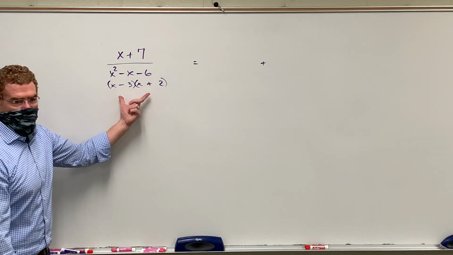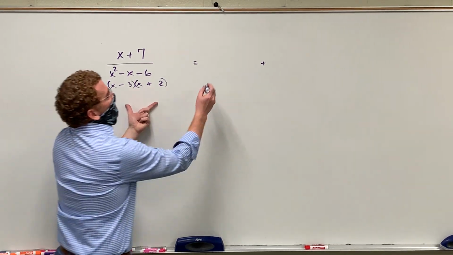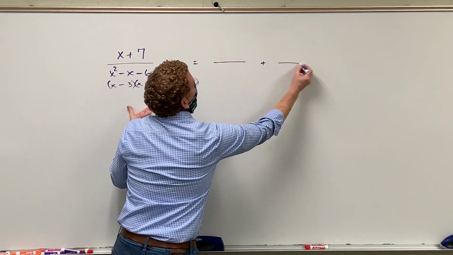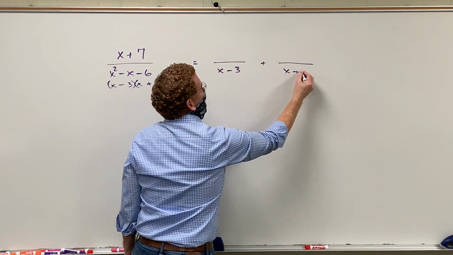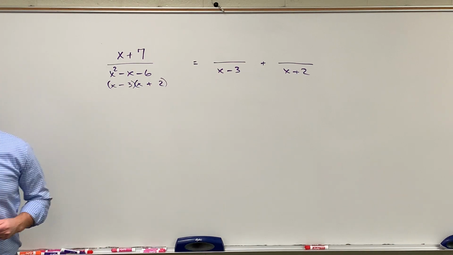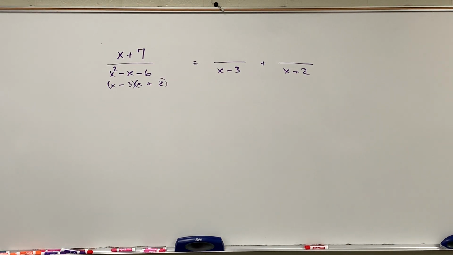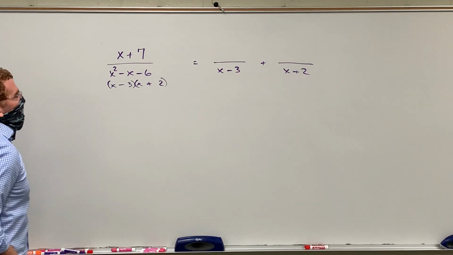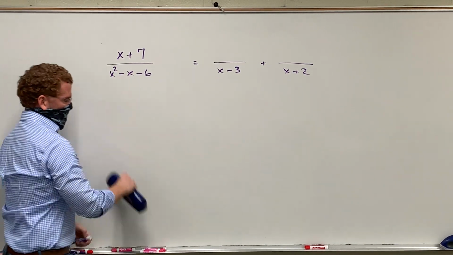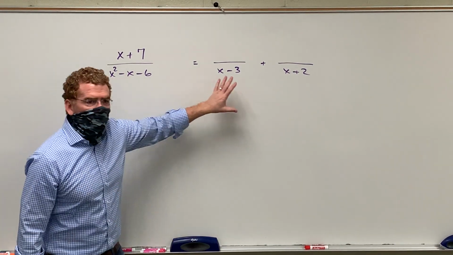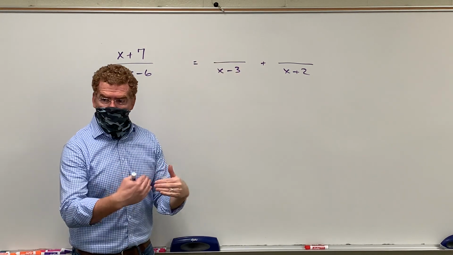And I'm going to take these two terms and break them up into two separate fractions, and they are going to represent my denominators. And I do not know what the numerators are yet. That's what I'm going to be trying to figure out. So, how do I figure out what the numerators are? I don't need this right here anymore. Here's what you're going to do to start the process.